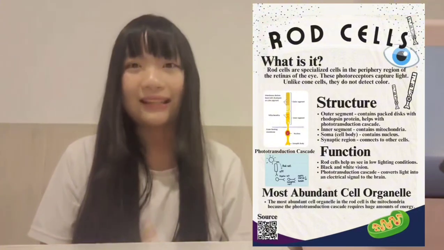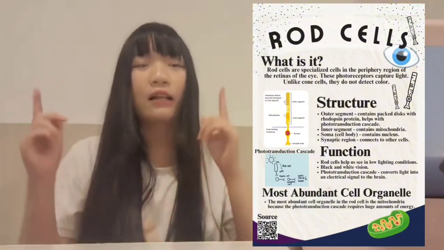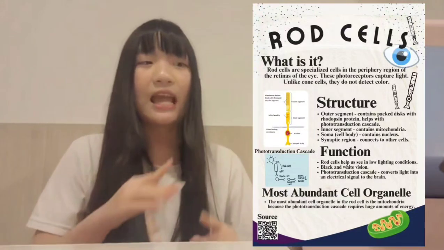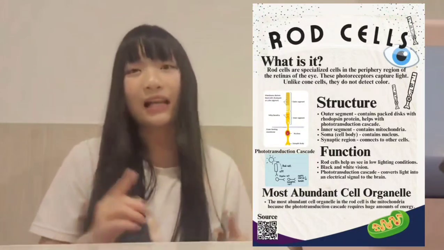Okay, you might be thinking, hey, that must be a lot of work. Well, it is, because the phototransduction cascade needs a lot of energy. That is why the most abundant cell organelle is the mitochondria.